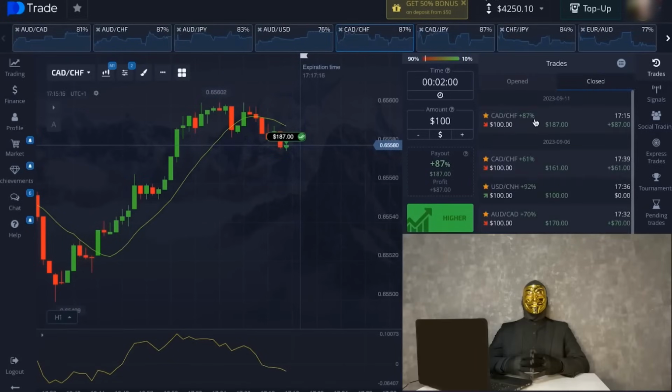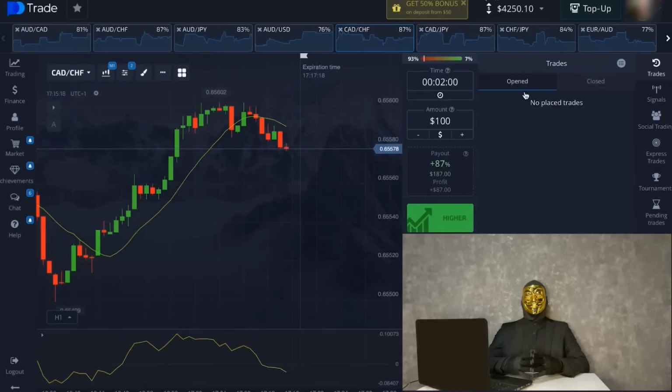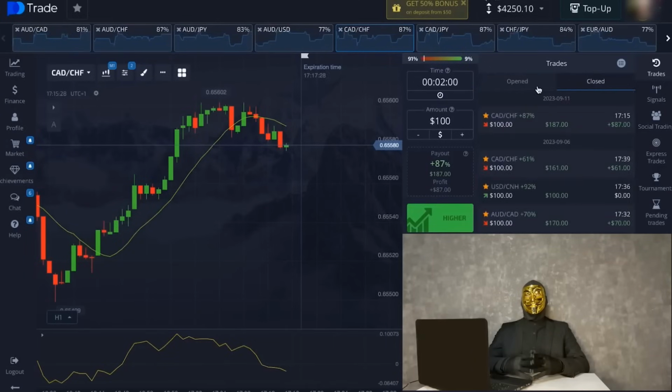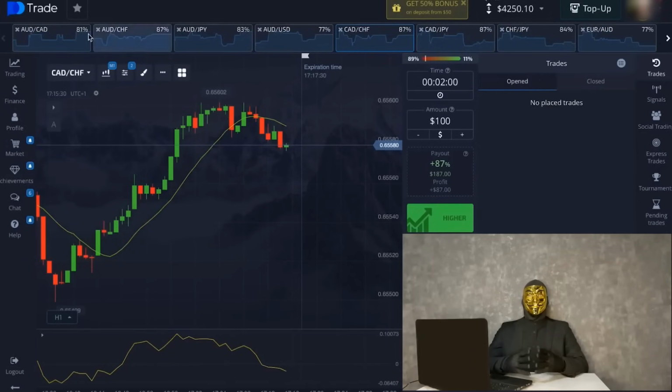My first deal went into the plus. If I get a negative deal, I will work on the martingale system. I will double the amount of the next deal to recoup the negative deal, as well as earn more. But since this deal has gone into the plus, we just look further.